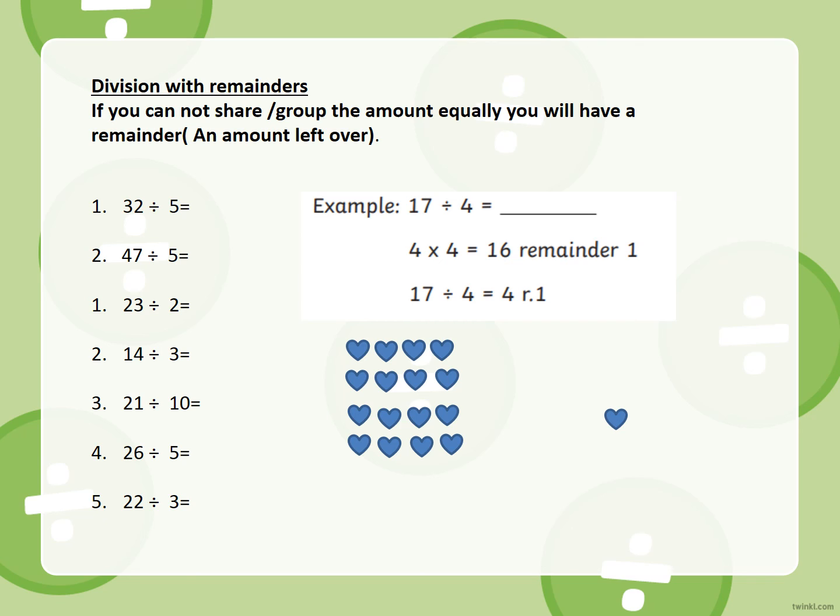So number 1 is 32 divided by 5. Now I know answers in the 5 times table end in 0 or 5. So the fact that this says 32 means that there will definitely be a remainder.